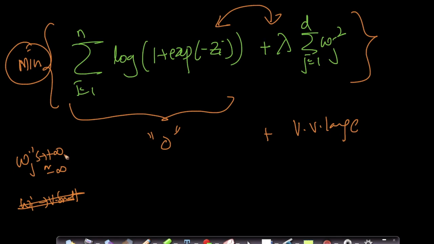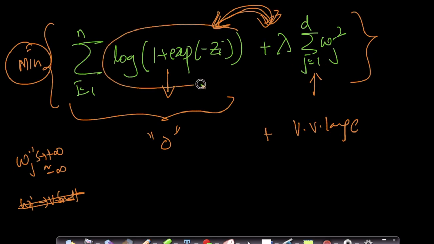As W's move towards plus infinity or minus infinity, this term will reduce, but simultaneously this term will increase. As this term increases, it will not let it move in that direction. Think of it like a tug of war between these two terms, weighing one against the other. This is saying, let me make my Wi's plus infinity or minus infinity so that I can reach the minimal value. This is saying, no, I won't let you do that. I will control W's to be more sensible values.